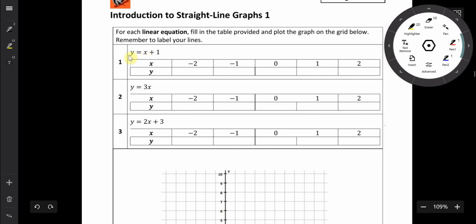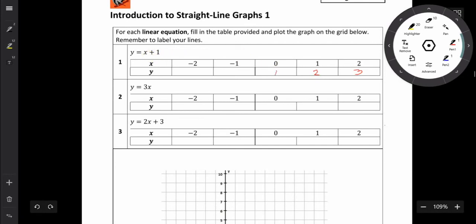So this one very simply means that the y coordinate is equal to the x coordinate plus 1. Let's start with the positive x coordinates first. They're probably the easiest ones to begin with. We are going to substitute each of these x coordinates in place of the x up here in the equation, so we're going to add 1 to them basically. If we start with an x coordinate of 2 and we add 1, the y coordinate will be 3. If we then substitute 1 in place of the x, the y coordinate will be 2. If we use 0, the y coordinate will be 1.